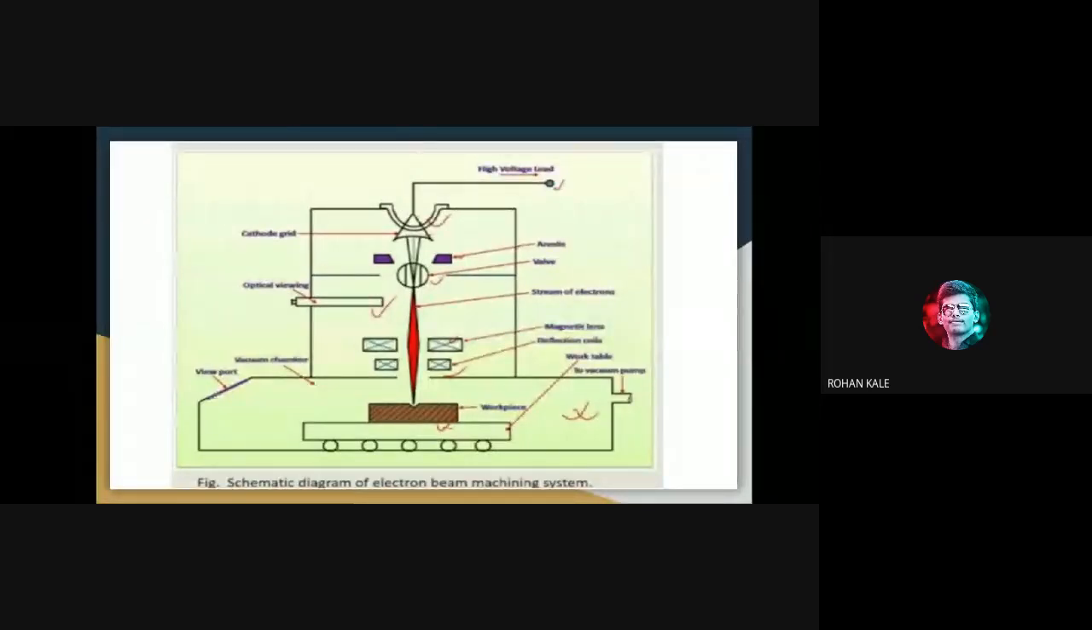So remember, in non-conventional machining, only one process is there in which the machining will occur in vacuum. That is the electron beam machining.